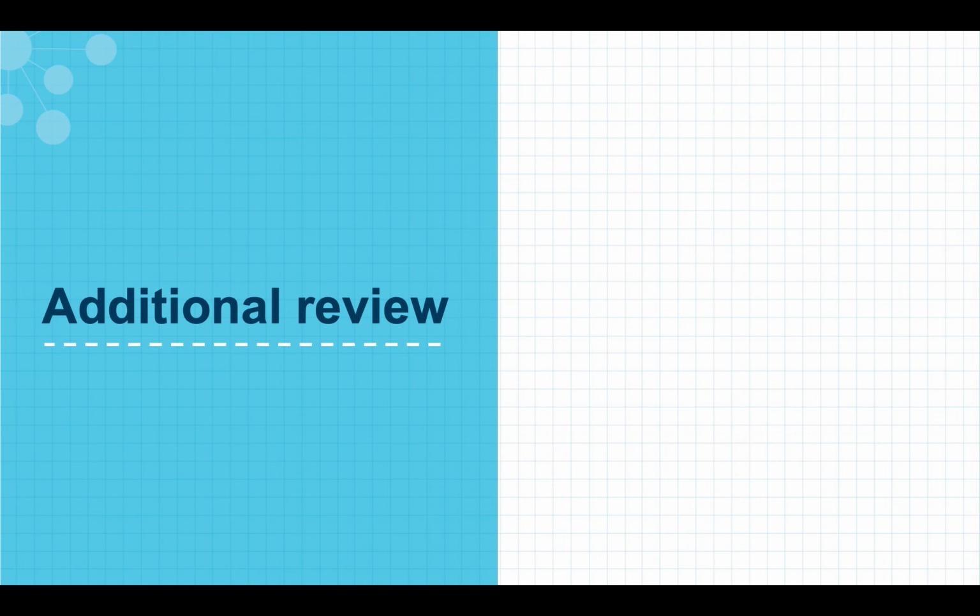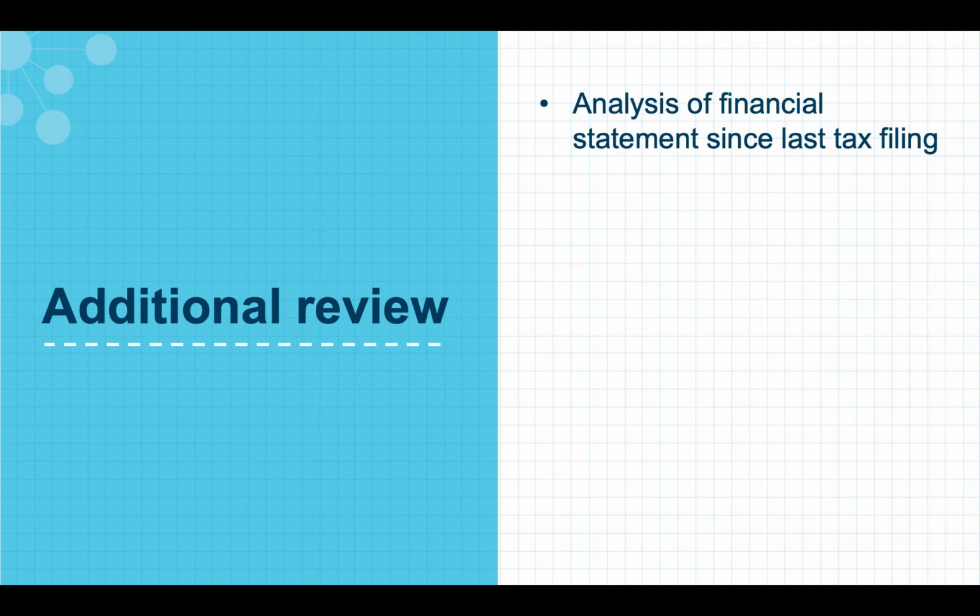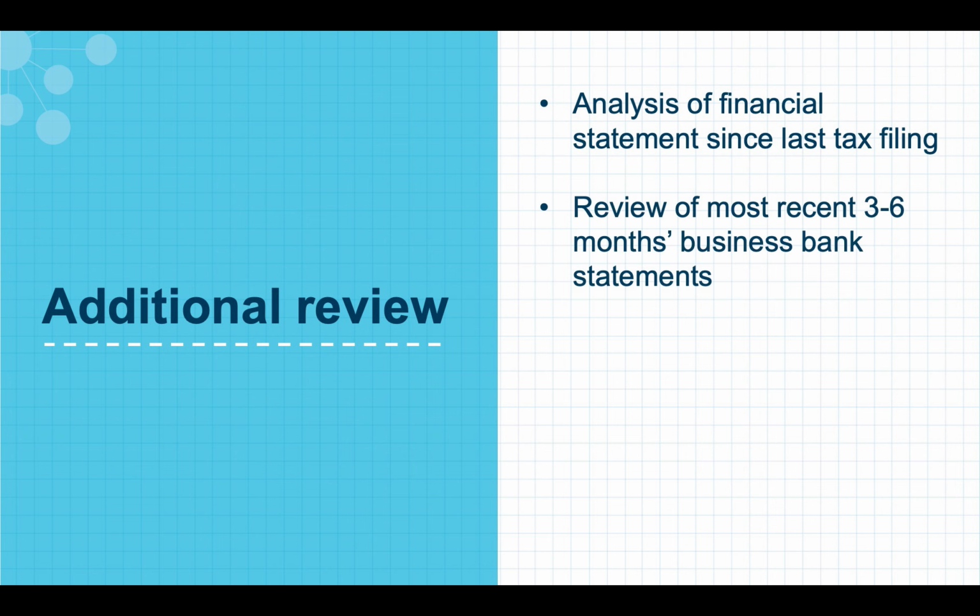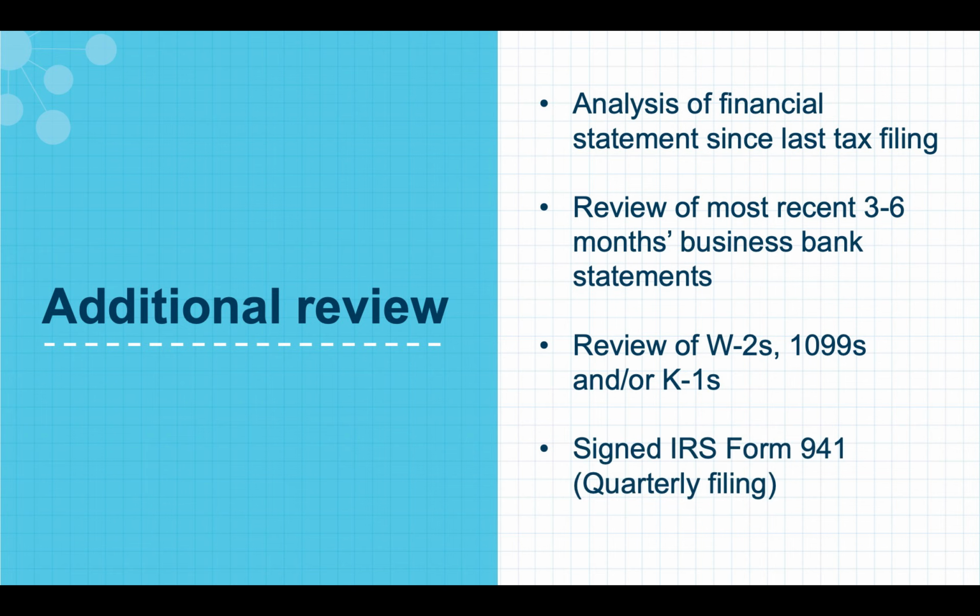Lenders may take the additional steps of analyzing financial statements since the last filing, or reviewing several months of business bank statements, or if the borrower receives W-2s, 1099s, or K-1s associated with the business, you can review those to see if the income is on track. Some lenders might request IRS Form 941, which is the quarterly filing for the business.